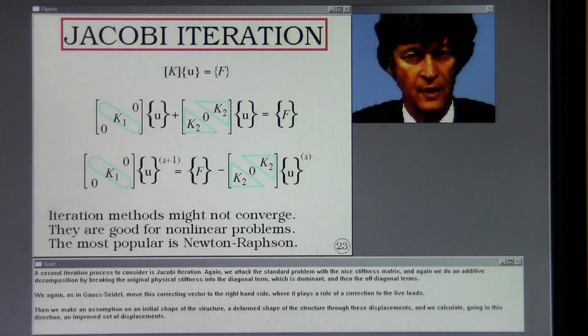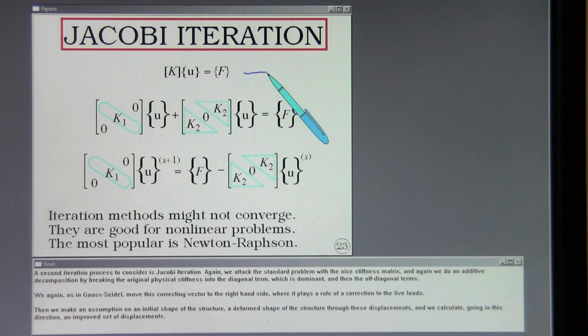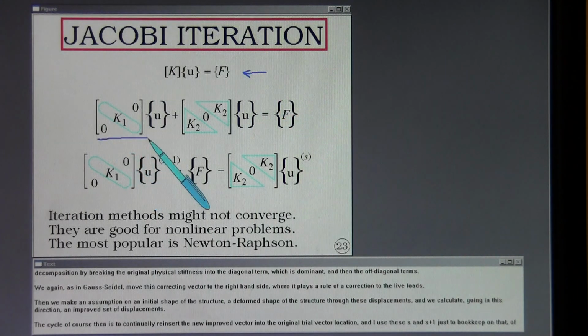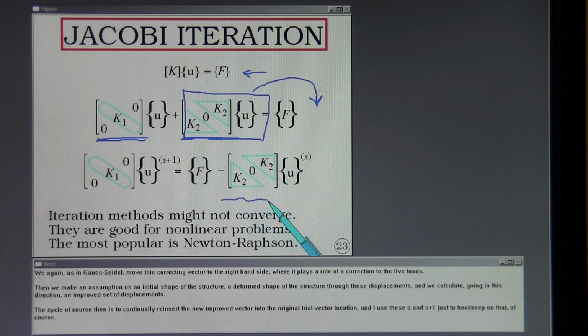A second iteration process to consider is Jacobi iteration. Again, we attack the standard problem with the nice stiffness matrix. And again, we do an additive decomposition by breaking the original physical stiffness into the diagonal term, which is dominant, and then the off-diagonal terms. We again, as in Gauss Seidel, move this correcting vector to the right-hand side, where it plays the role of a correction to the live loads.